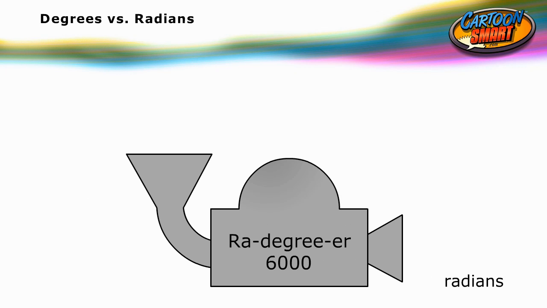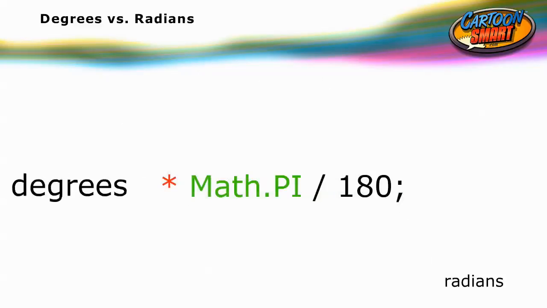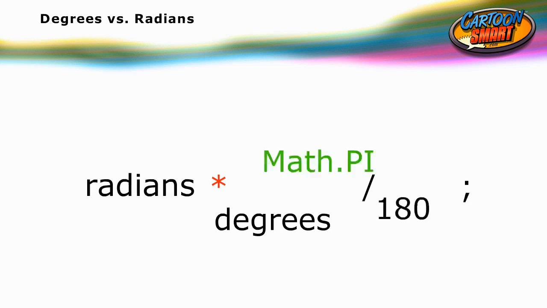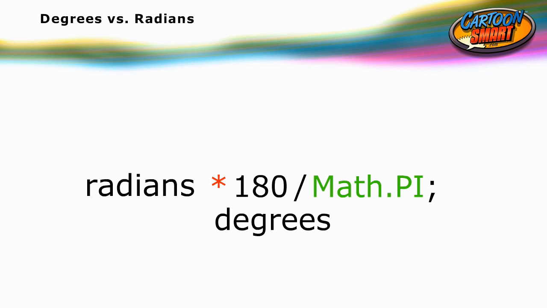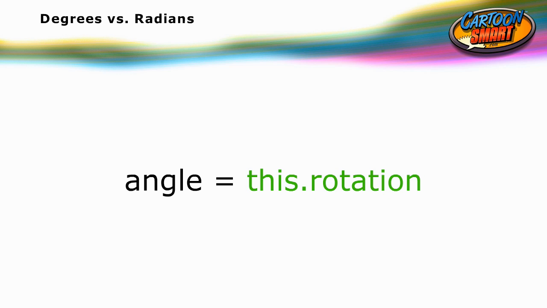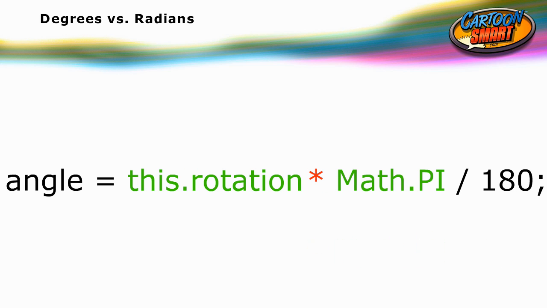When you start out with degrees, to convert them into radians, you times it by pi divided by 180. Also, as a side note, you can convert radians into degrees by flipping the formula around: radians times 180 divided by pi. So back when we store the spaceship's rotation in the angle variable, we can use this fancy formula to convert the degrees into radians. The upshot being, the code now works.